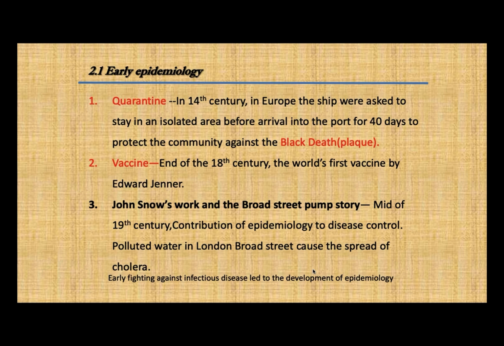The second event is the vaccine. At the end of the 18th century, the world's first vaccine was developed by Edward Jenner to prevent smallpox. Even today, vaccine is still the most effective way to control infectious disease. The third event is in the middle of the 19th century. John Snow figured out that polluted water on London's Broad Street caused the spread of cholera and made a great contribution to the control of cholera from the perspective of epidemiology.